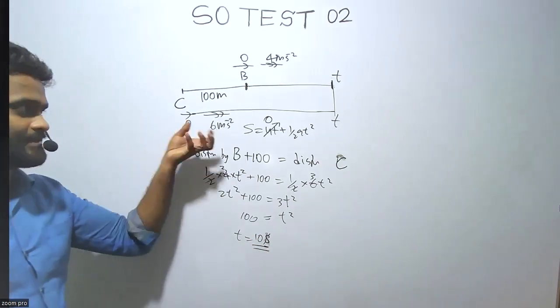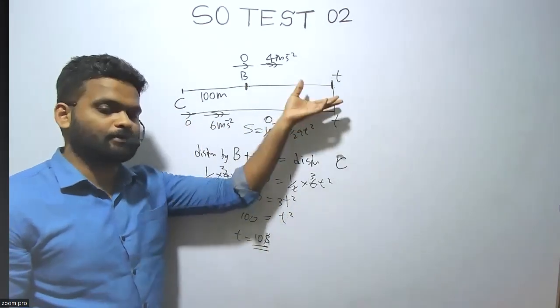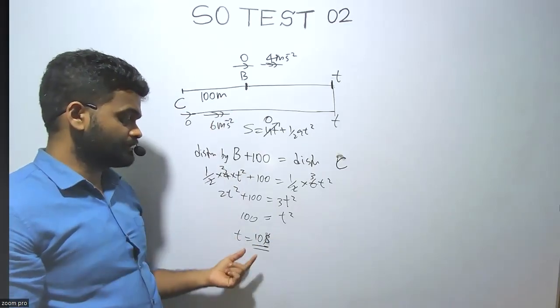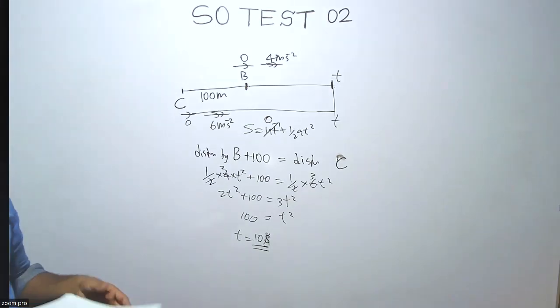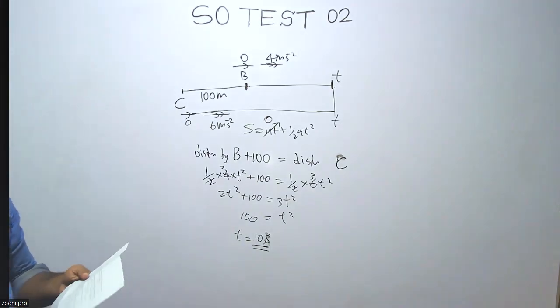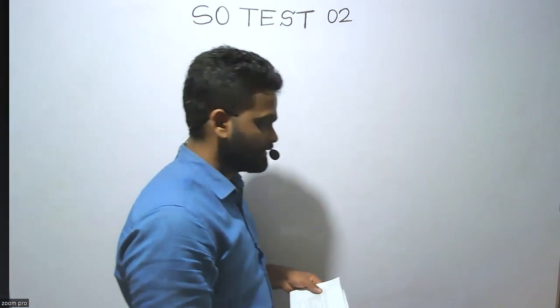The car quickly passes the bus, even though it is 100 meters ahead, right? So it only takes 10 seconds for the car. Fourth answer. Right. 10th question.